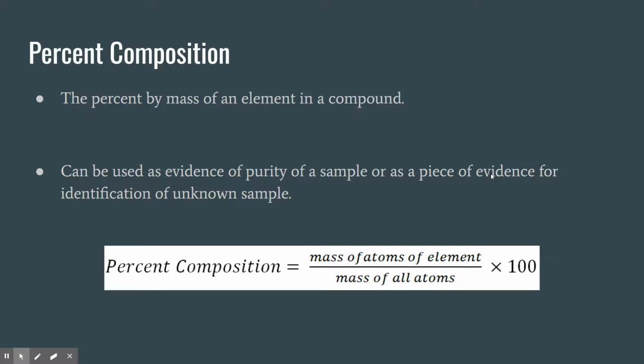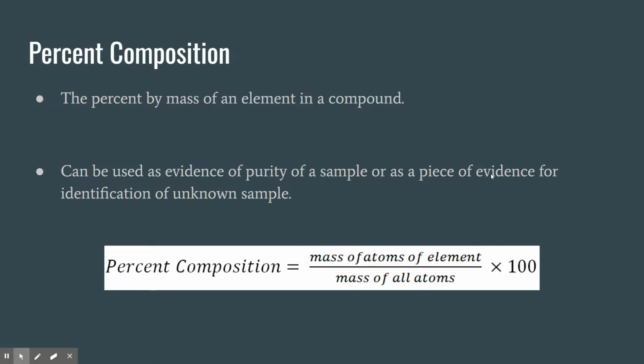And percent composition is useful because it can be used as evidence for the purity of a sample that I'm looking at. Because if I know what percent of an element I'm supposed to have in the sample, if I do an experiment where I'm measuring the amount that's of an element in a sample and compare it to the expected percent composition, I can see if it's pure or not. And if those percents don't match up, then I can try to figure out what the impurity is. You could also use it as a piece of evidence for identifying an unknown sample.